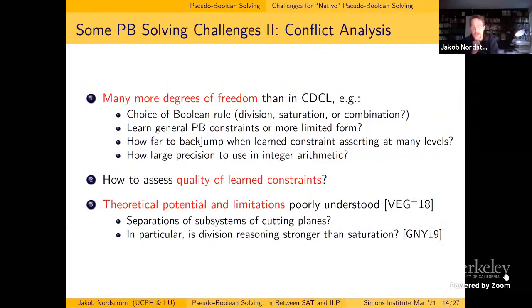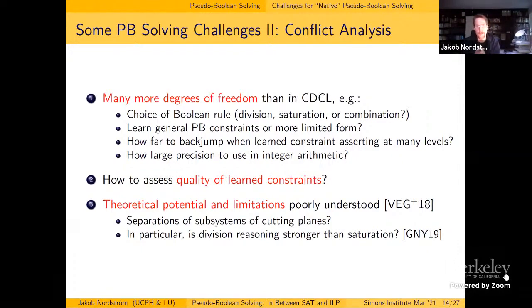Another interesting question is that it turns out that when you're doing this conflict analysis on pseudo-Boolean constraints, many degrees of freedom arise. And again, going into details would take a lot of time, so I have to refer you to the tutorial. But there are a lot of choices that you just didn't have before in CDCL, but with pseudo-Boolean constraints you do.